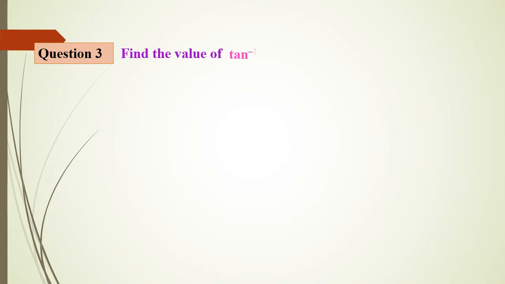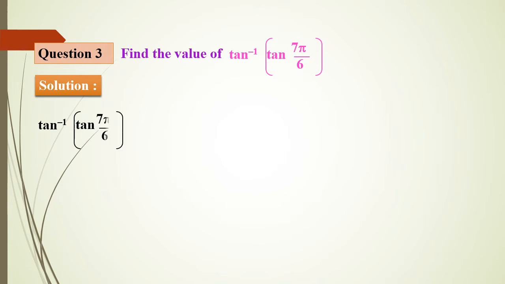In question 3, find the value of tan inverse of tan 7 pi by 6. Here, once tan inverse and tan are removed, just 7 pi by 6 will remain, but it never comes under the range of the tan inverse trigonometric function, that is minus pi by 2 to plus pi by 2. So how are we going to simplify this?